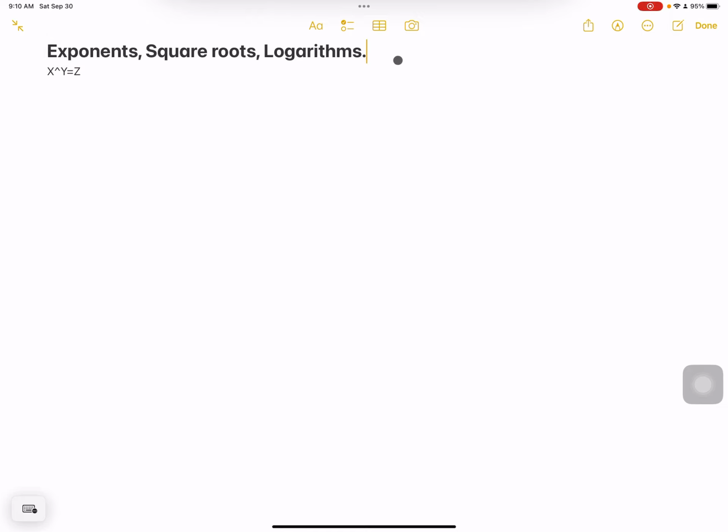Sorry, that's not how I'm supposed to do it. But this is how you write an exponent. So what does this mean? I can just show you this equation. Let's say 2 to the power 3 equals z. What is z? You would have no idea.